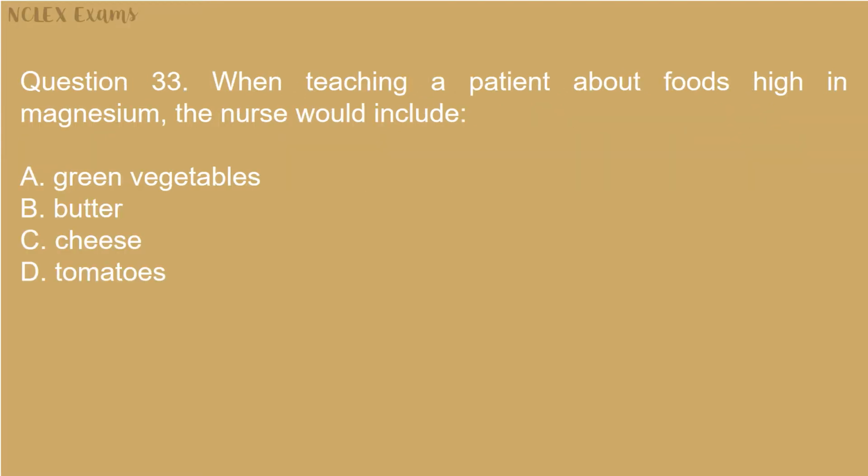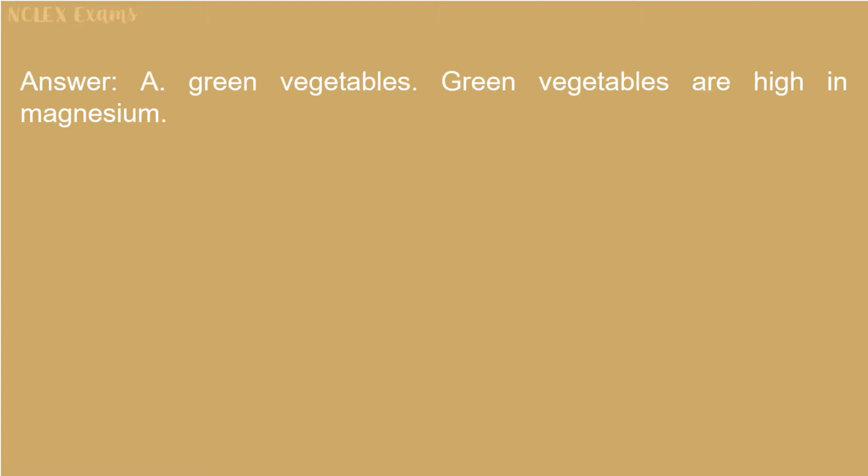Question 33. When teaching a patient about food high in magnesium, the nurse would include: A. Green vegetables. B. Butter. C. Cheese. D. Tomatoes. Answer A. Green vegetables. Green vegetables are high in magnesium.